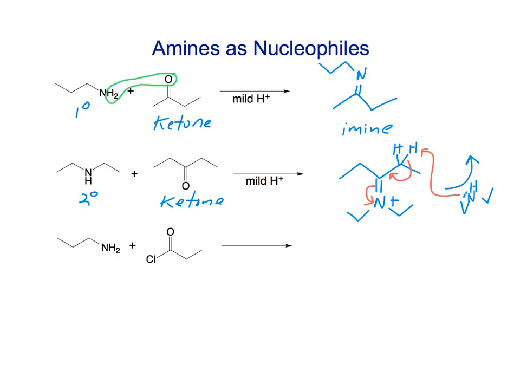Okay, so what we get out of that is a single bond to the nitrogen now, but a double bond to the carbon. Okay, and so instead of an imine, this has a double bond, so it's called an enamine. Right, enamine.